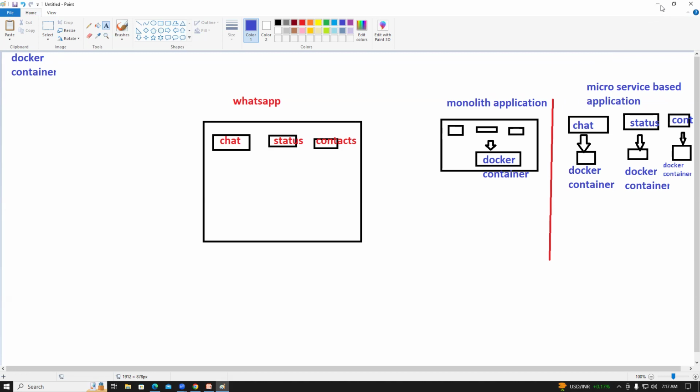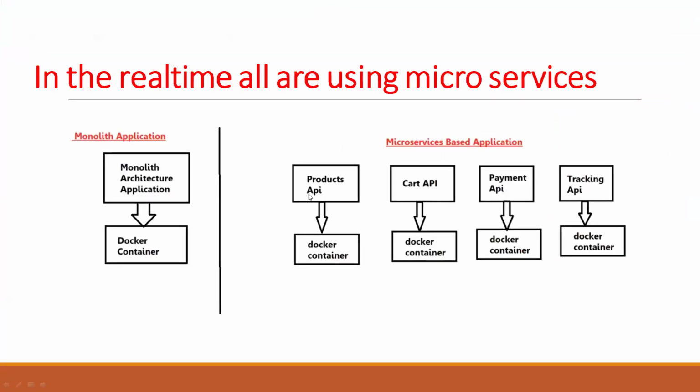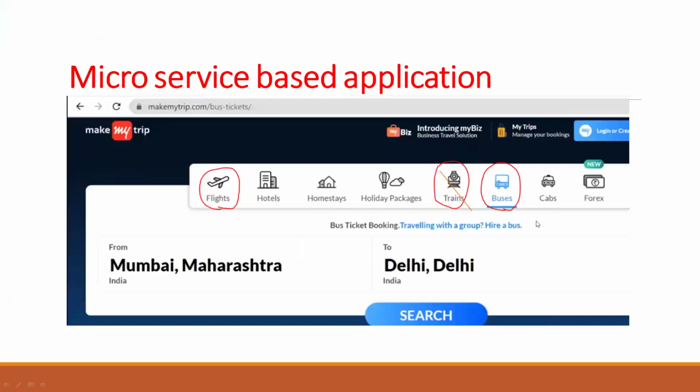Very good. Now you understood monolithic versus microservices. Monolithic means everything will be in one container. Microservices means everything will be divided into parts and deployed as separate containers. If products has an issue, it will not impact the cart API, payment API, or tracking API. That is the big advantage, guys.